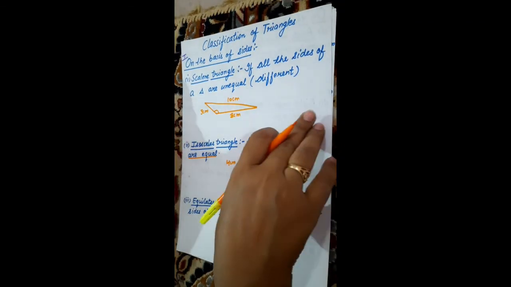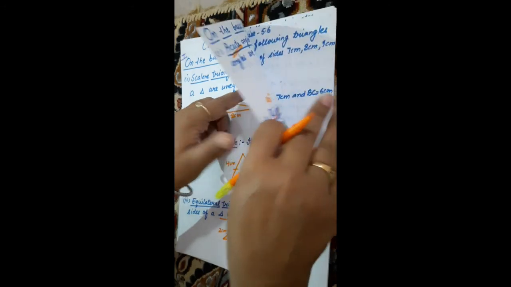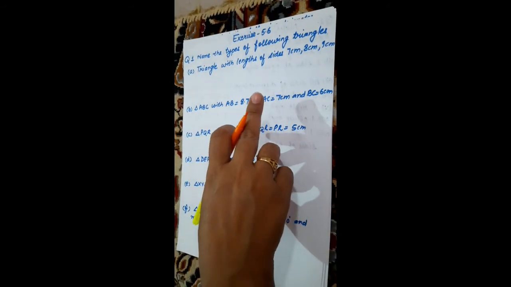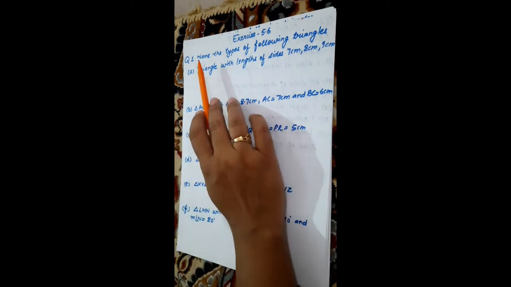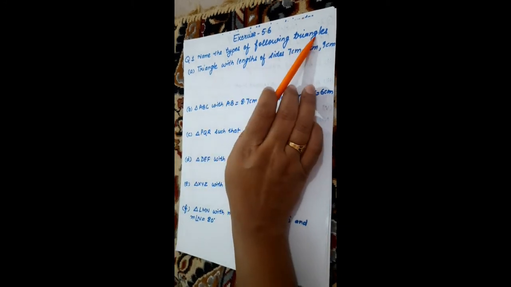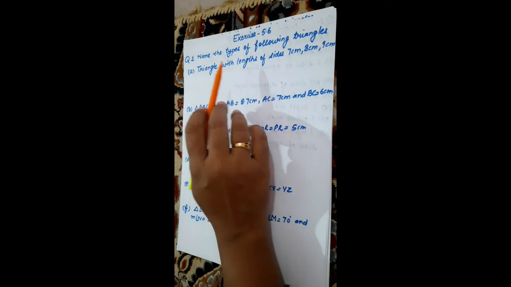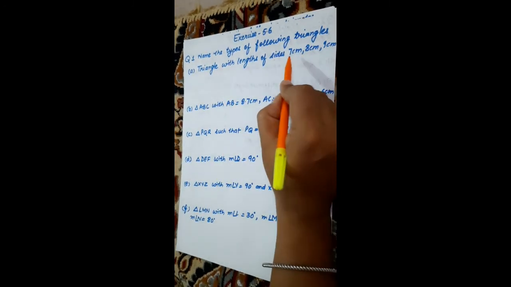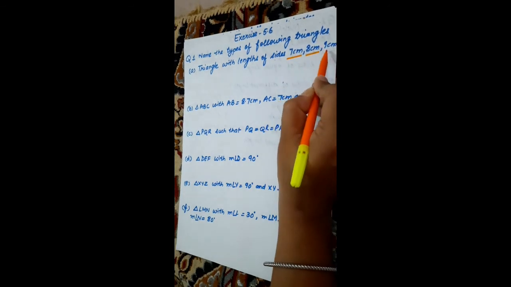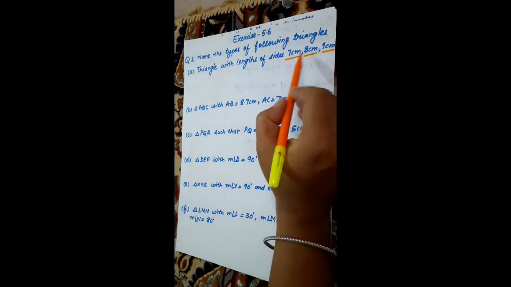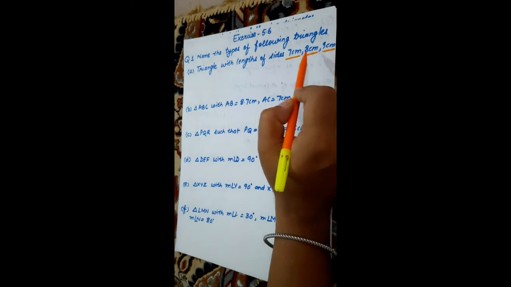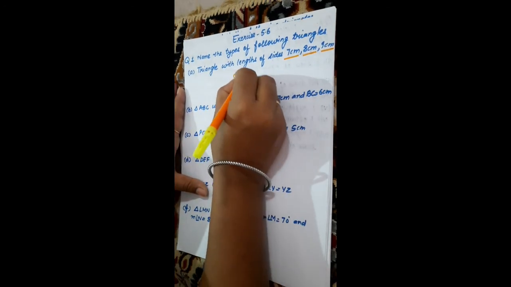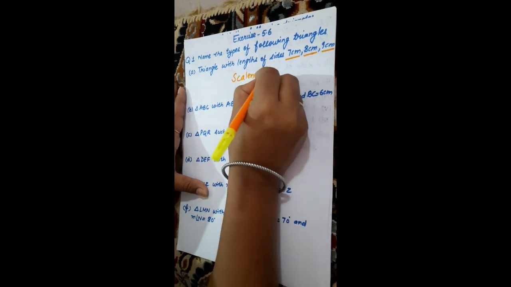Dear students, in the previous video we did the classification of triangles, and in this video we will learn how to solve exercise 5.6. Now here we have to name the types of the following triangles. We have to write the type of triangle here. Triangle with sides of length 7 centimeter, 8 centimeter, 9 centimeter. Here all the sides are different. If all the sides are different, then this is your scalene triangle.